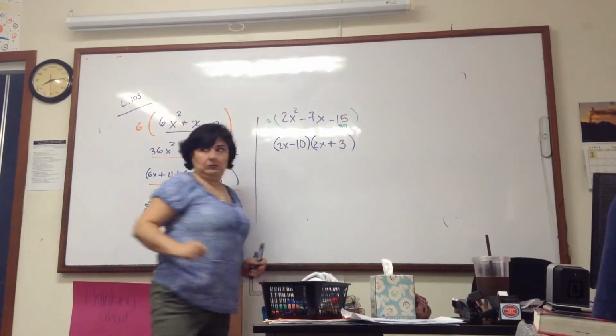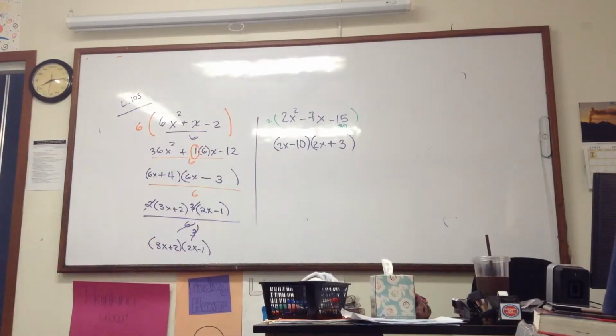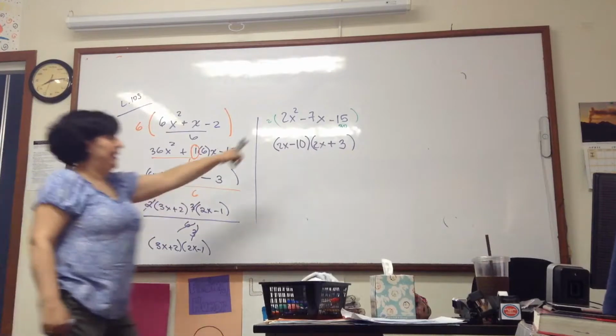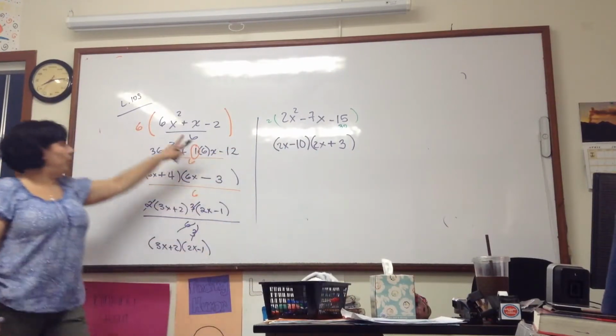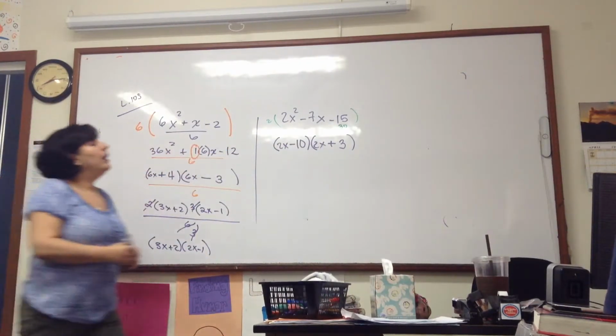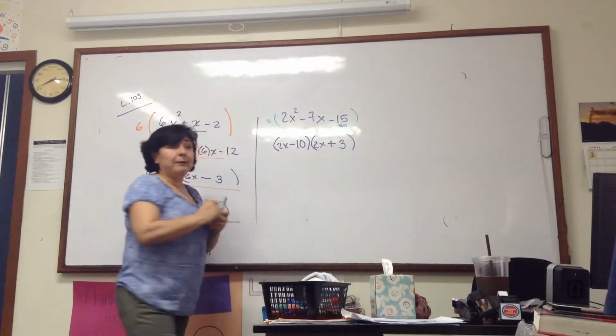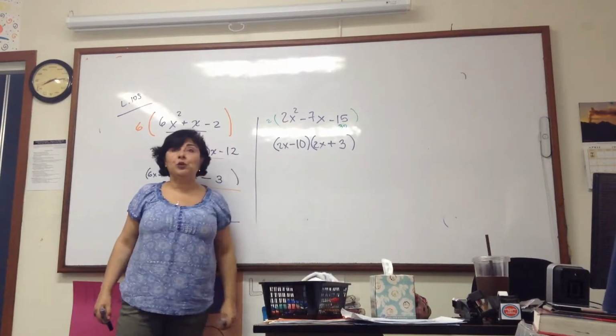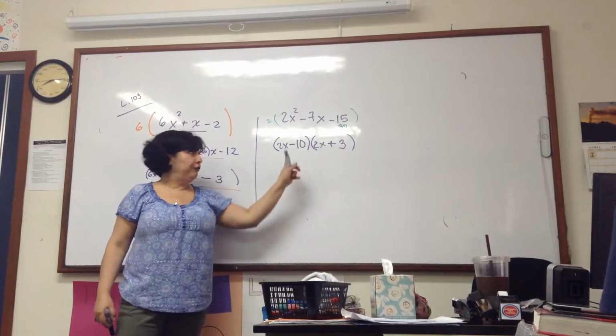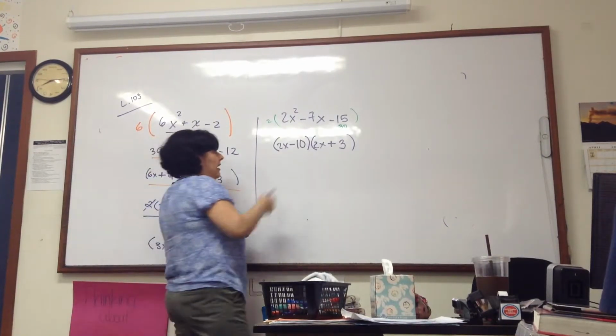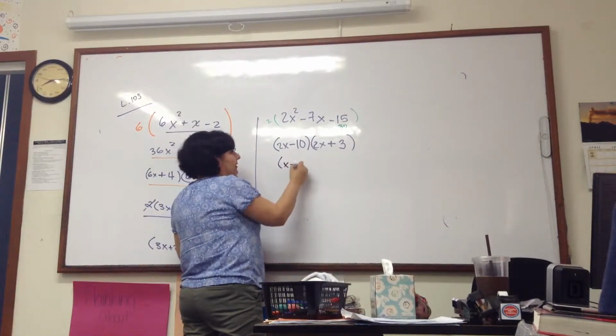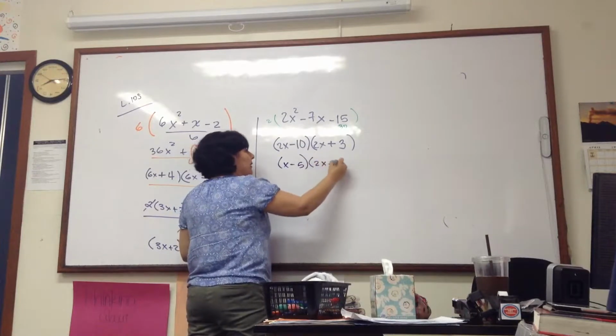Wait, but miss, negative 10 plus 3 is not negative 14. I know, it's negative 7. Remember, here I left it, right? So now I have to divide by 2. Out of these two, which one's the only one divisible by 2? The first one, right? And this would be x minus 5, 2x plus 3.